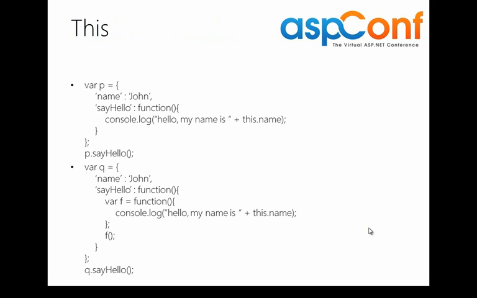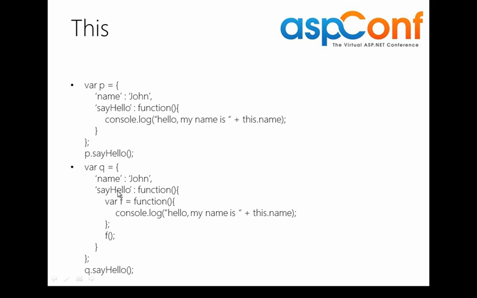Right. The next one is regarding this, and well, this and scope, basically. We have two blocks of code. The first one is an object. P is an object, you get name assigned to John. sayHello is a function that logs hello, my name is this.name. And obviously that should log John, right, when you call p.sayHello.